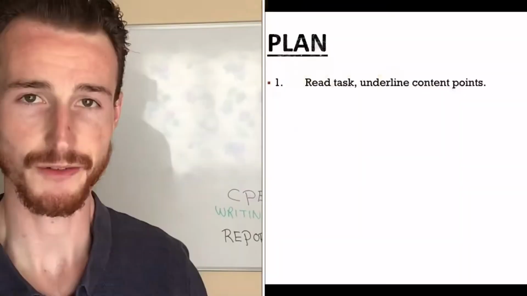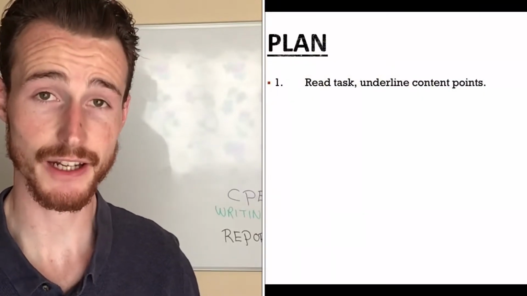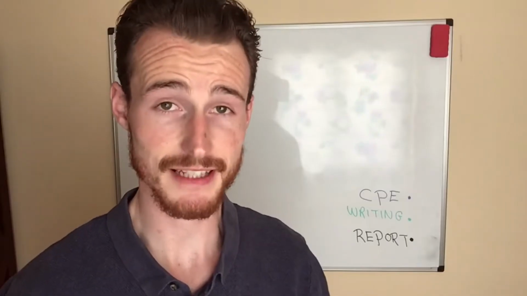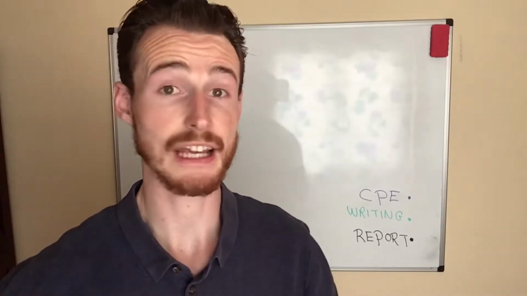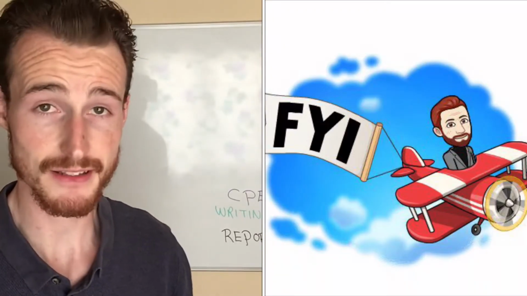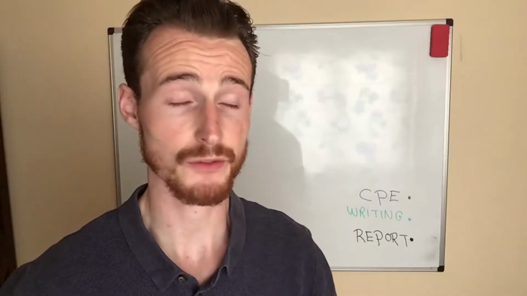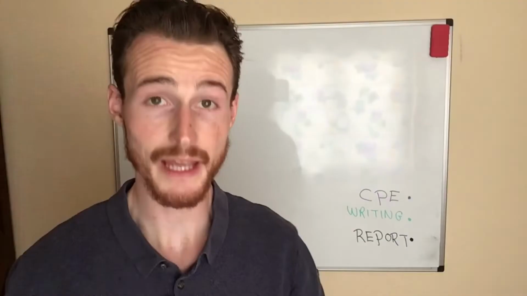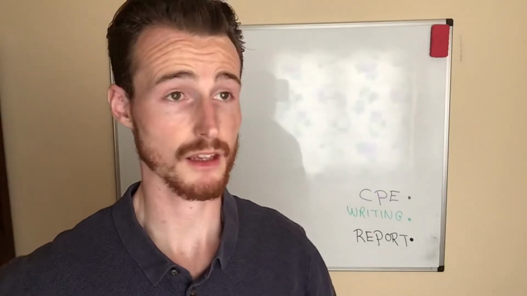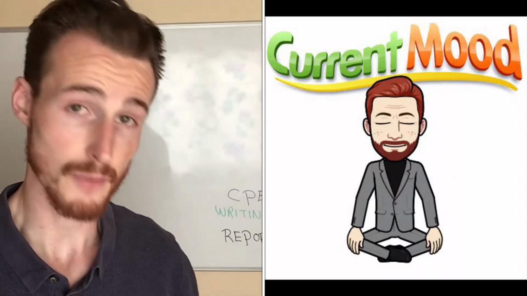Step number 1. Read the task and underline content points. Basically read the task. If you see in the task that you have to include information about a main event, underline it. Maybe you have to present plans for activities, underline it. Or maybe you even have to summarize the status quo, what's actually happening now, underline it.